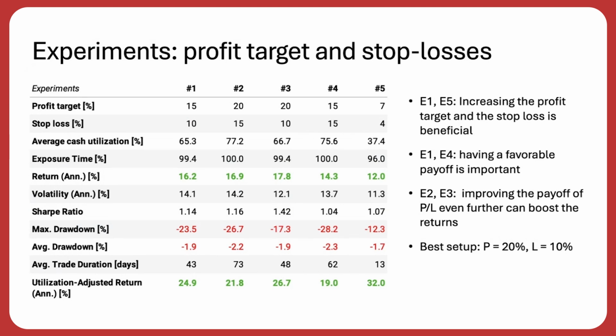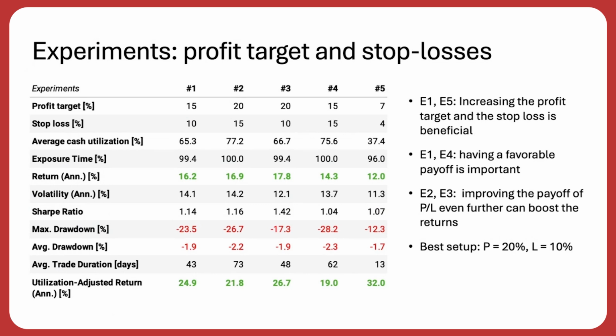The second conclusion that we can draw from these experiments is by looking at experiment number 1 and experiment number 4. Having a favorable payoff is important. What do I mean by that? Look at experiments number 1 and number 4. Experiment number 4 has a profit target of 15 and a stop loss of 15. So it's 1-to-1, the payoff ratio, profit to stop loss.